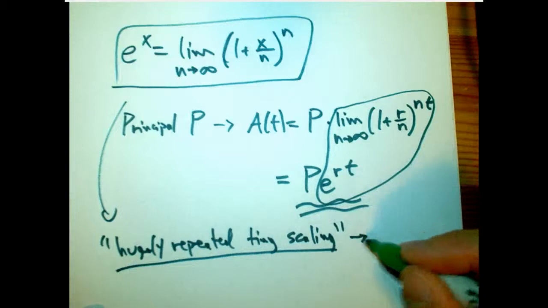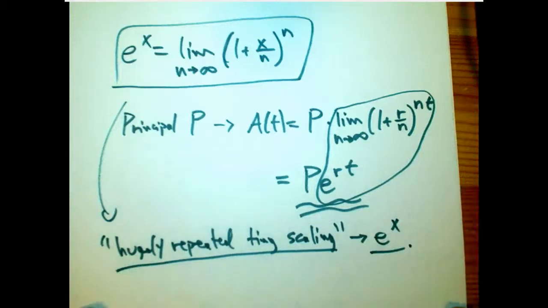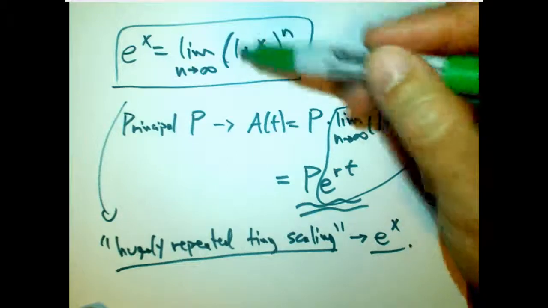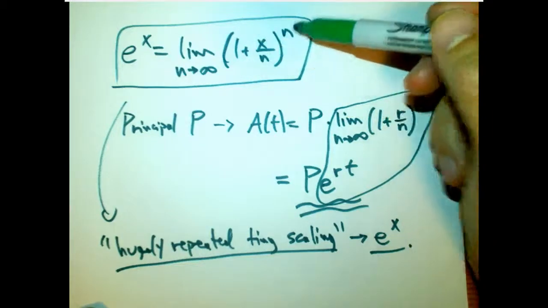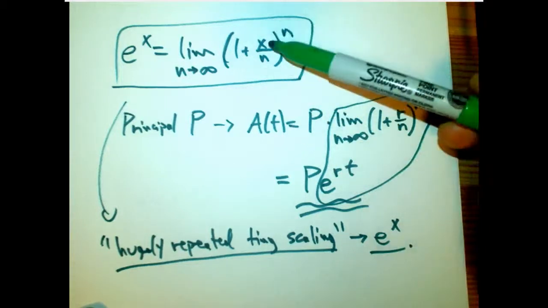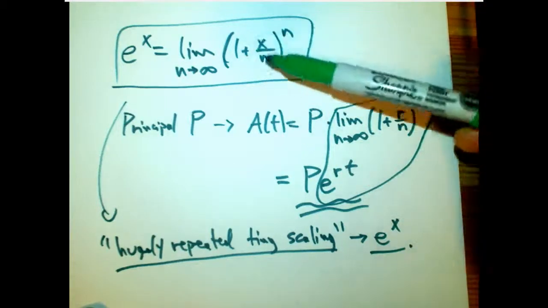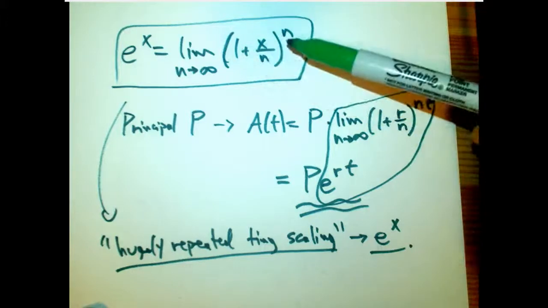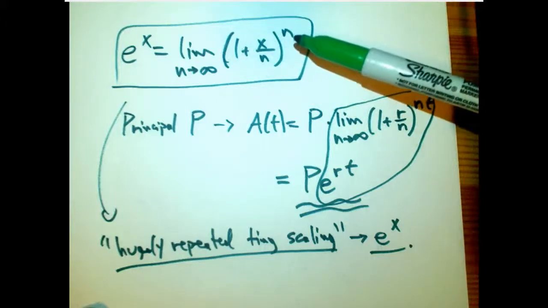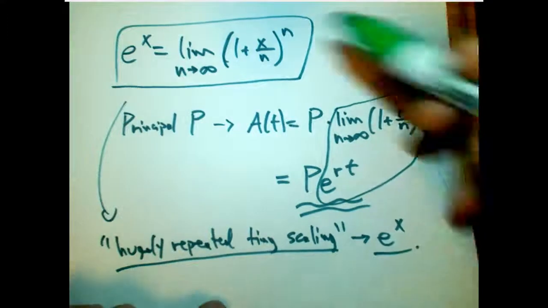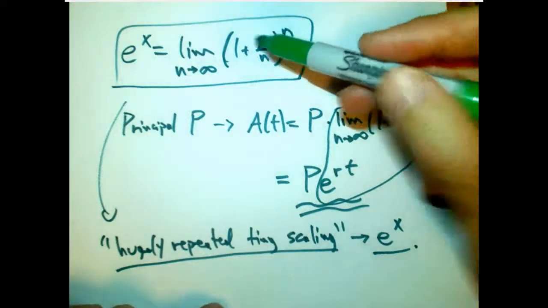Hugely repeated tiny scaling. That is a good description of natural exponential growth, okay? Where the x tells you exactly how much the scaling is compared to how many times you repeat it. And of course, when x is positive, this is going to be a little bigger than 1, and it's going to grow. When x is negative, this is a little less than 1, and it's going to be decay. Okay, so what happens if we just put in an i in there?